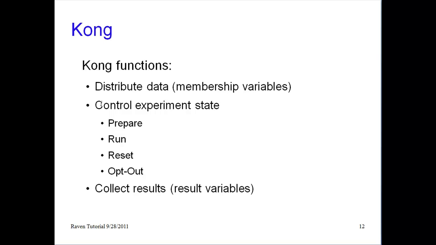The second main function is to control experiment state. So we've divided an experiment into four primary states. There's a prepare state, which is where your experiment will make itself ready to be run. So in our case, the prepare step will be to get the Pong service running up on all of the nodes.